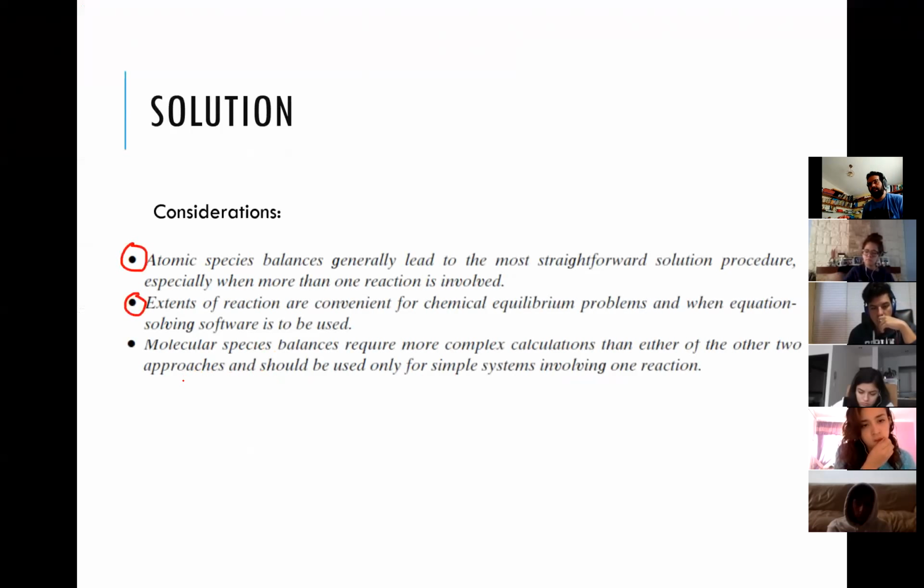For example, for me, as a chemical engineer, the molecular species balance is pretty logical, at least, right? Because I've done it many times. But if you're not very used to the molecular species balance, the atomic and the extent of the reaction are pretty good and pretty straightforward, right?